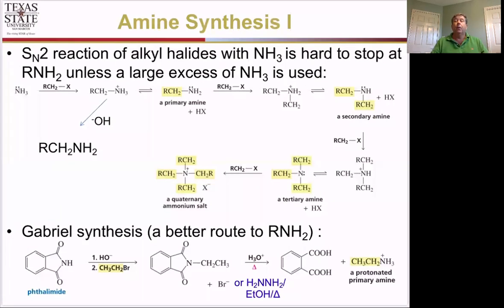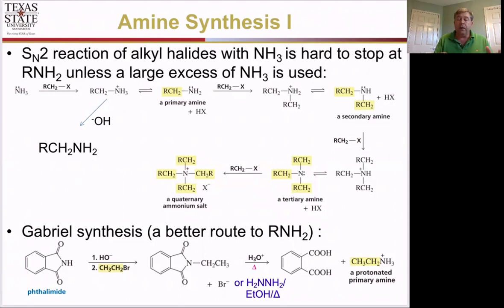And of course, we learned that we can use nitrogen and nitrogen-containing materials as nucleophiles when we talked about SN2 reactions. Unfortunately, it's very difficult to control because once you take ammonia and react it as a nucleophile with an alkyl halide, it produces a primary amine. The primary amine is also a nucleophile, so it can react with another equivalent alkyl halide to produce a secondary and then subsequently a tertiary amine, and even going all the way up to a quaternary ammonium salt.